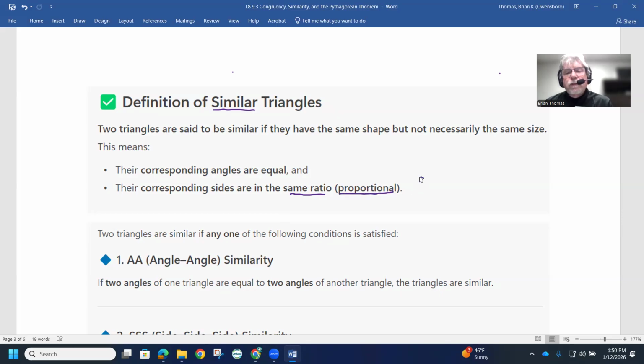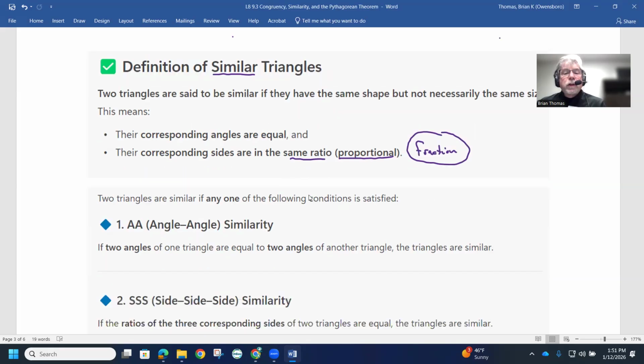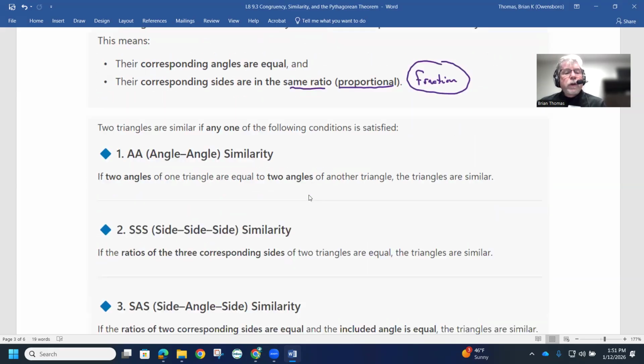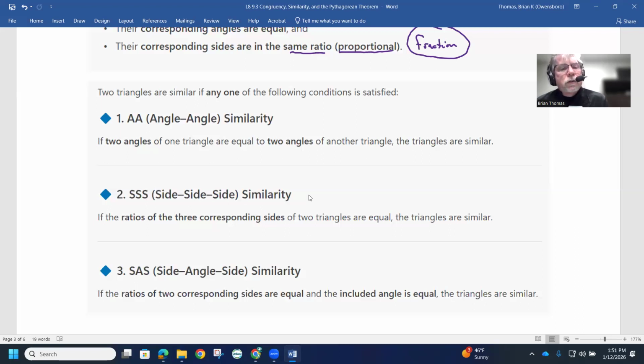So this is all fancy for this fraction stuff. Proportional has this numerator denominator stuff. A ratio is comparing two numbers by division, and comparing two numbers by division, as we mentioned earlier, looks like it can be written as a fraction. So we have these different little ways to say that two triangles are similar.